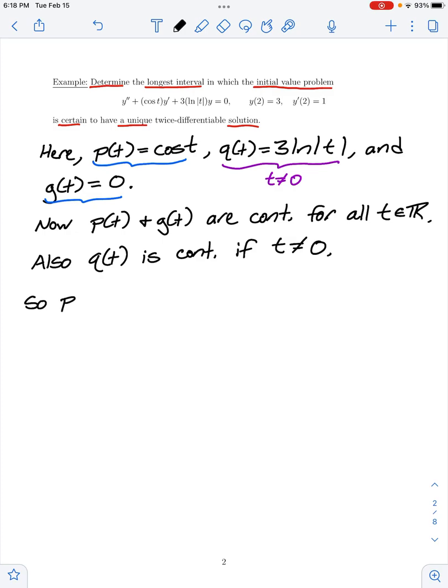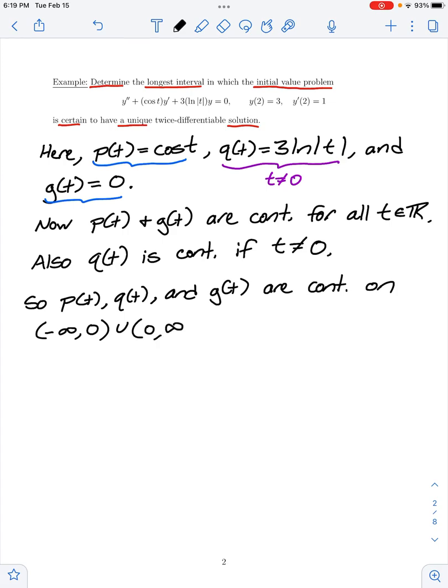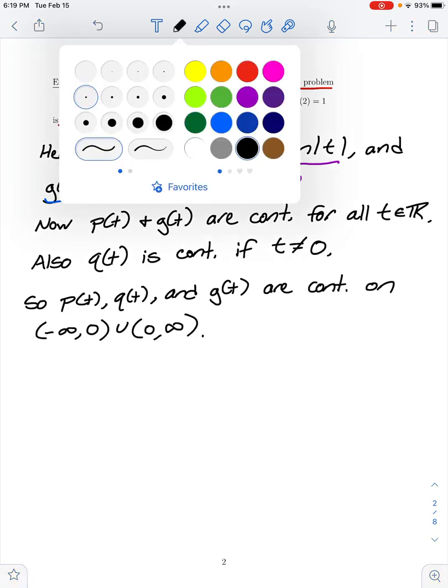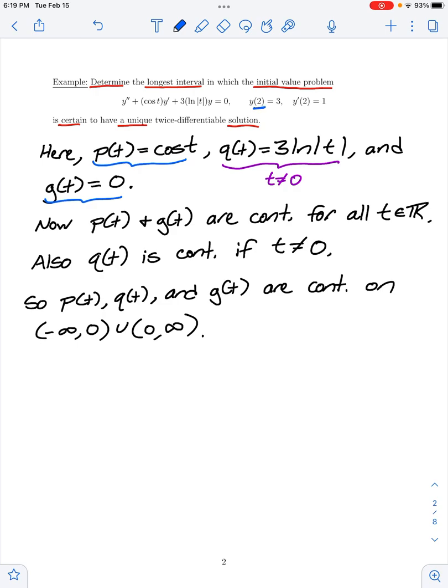So here all three of my functions, p of t, q of t, and g of t, are continuous on the intervals from negative infinity to 0 or from 0 to infinity. So I can either take the negative real numbers or positive real numbers as my interval, and which interval I'm interested in depends on my initial value of t. So for this set of initial conditions, our starting value of t was given as 2, which is of course a positive value. So we want to choose the interval containing that number.